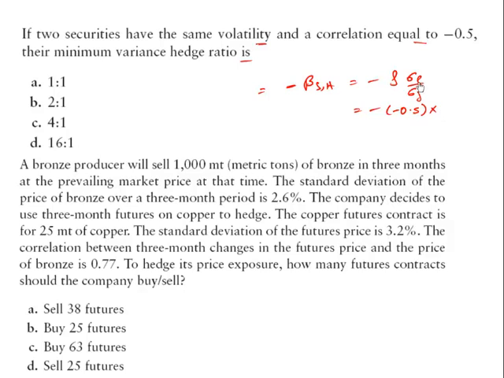Sigma of the portfolio is given to be the same, so this ratio will be equal to 1, so it will be equal to 0.5 or 1 upon 2. So the minimum variance hedge ratio can be said to be 1:2 or 2:1. So 2 units of one stock need to be shorted for 1 unit of the other stock.